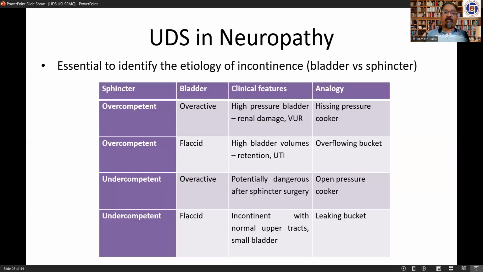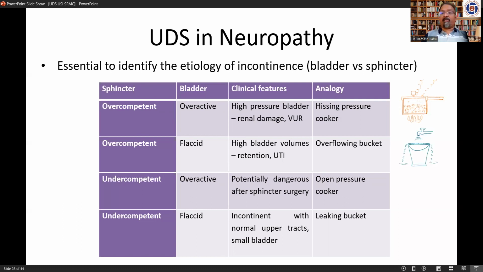So the idea of urodynamics in a neuropathic bladder is basically to identify the type of problem. It can be a bladder problem or a sphincter problem. The bladder can be overactive or underactive. The sphincter can be overactive or underactive. So based on the combinations, if we have an overactive bladder and an overactive sphincter, then you have a situation like the hissing pressure cooker. There's a lot of high pressure there, so there's a high risk of renal damage and vesicoureteric reflux.